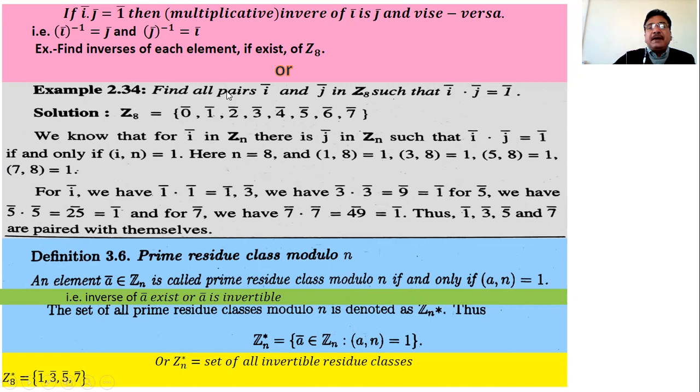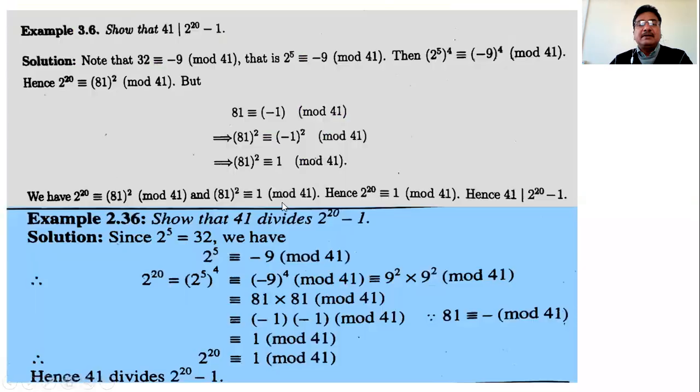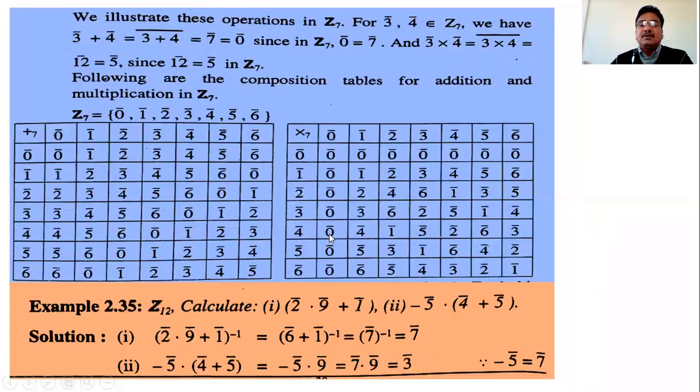Here is an example: find all pairs I bar and J bar in Z7 such that I bar into J bar is 1 bar. If you observe the table, the pairs are 1 bar and 1 bar, so the inverse of 1 bar is itself, 1 bar. The inverse of 2 bar is 4 bar, since 2 bar into 4 bar is 1 bar, and therefore the inverse of 4 bar is also 2 bar.